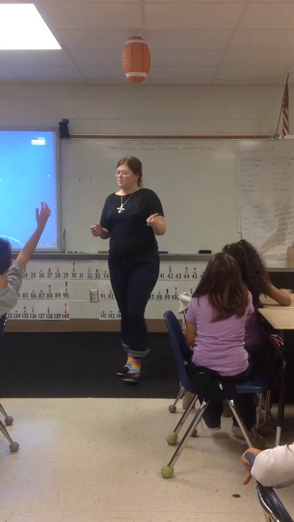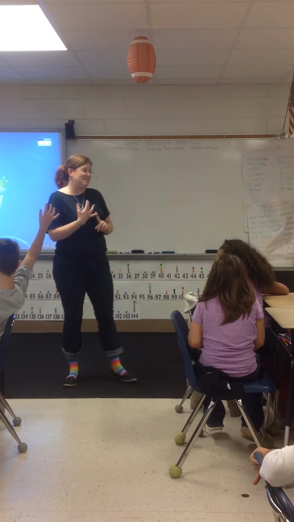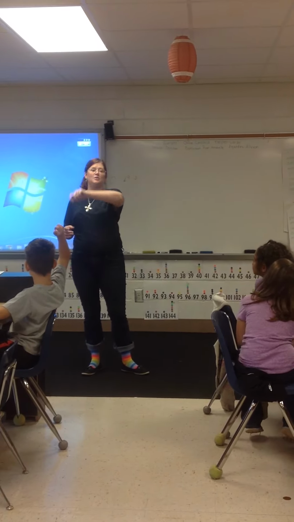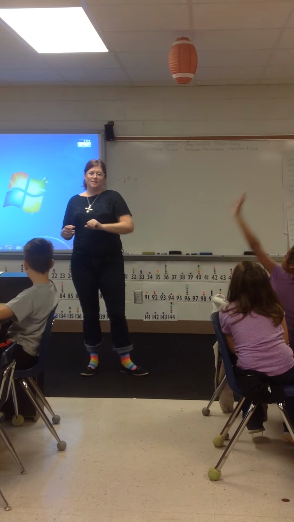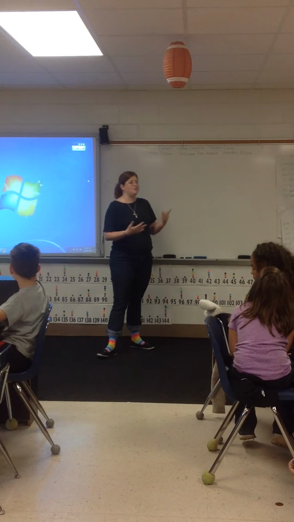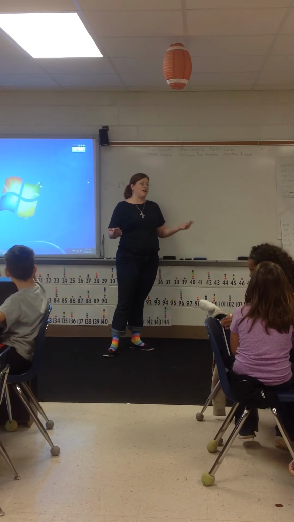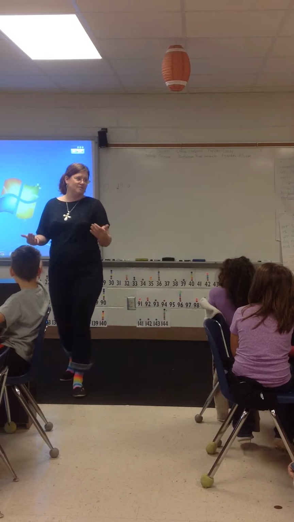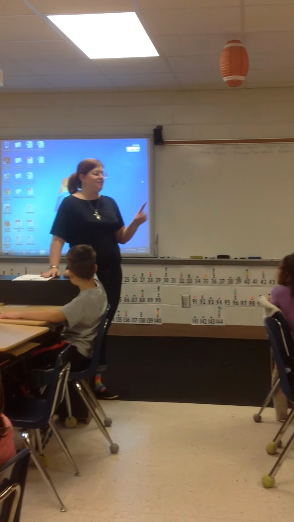Rounding? It's rounding. What word did I say it's not? Who remembers what I said it is not? Subtracting? No. Guessing? Guessing. It is not guessing. Estimation and rounding are the same thing, and they are not guessing. We have a formula we have to follow, right? Yes. What is our saying that we use?